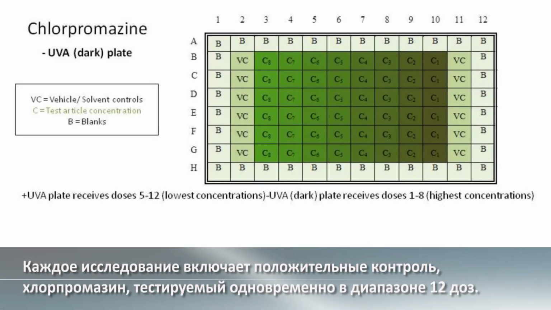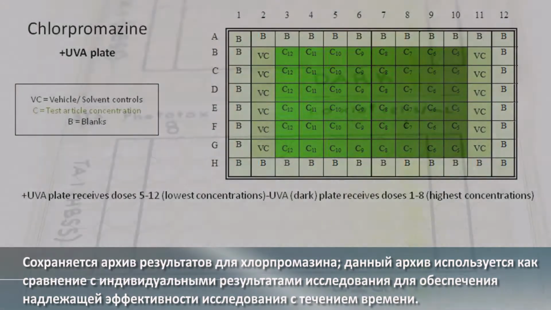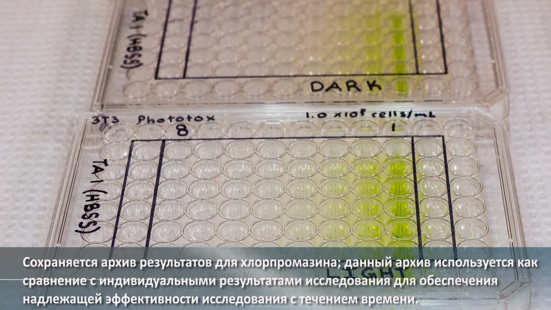Each assay trial includes a positive control, chlorpromazine, tested concurrently over a range of 12 doses. A historical database of the chlorpromazine results is retained and used as a comparison to individual assay results to ensure proper assay performance over time.